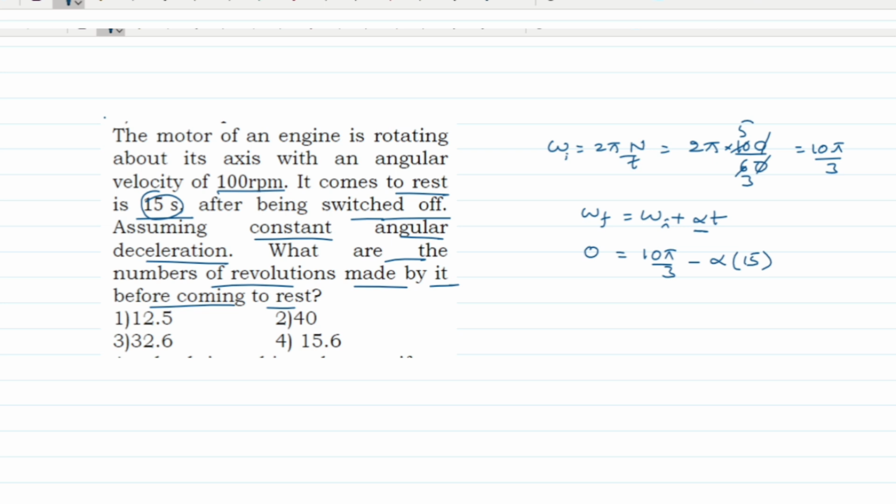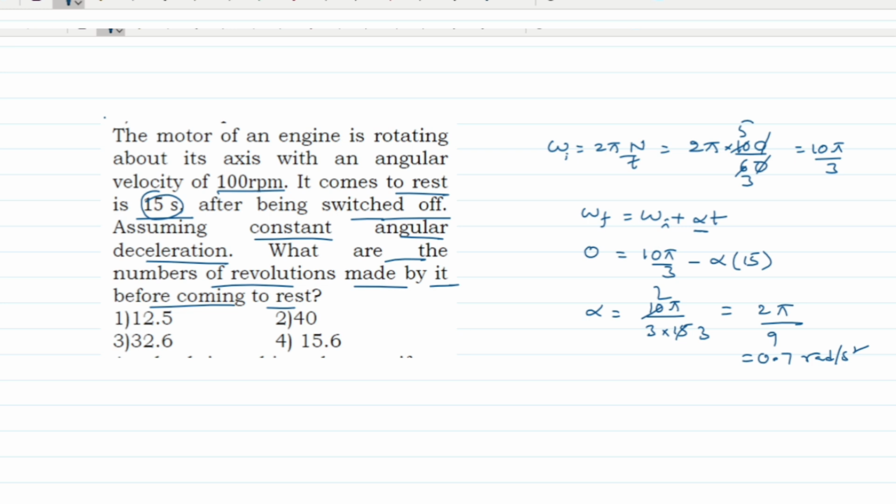So now we just calculate the angular acceleration, students. Alpha equals 10 pi by 3 into 15. Simplifying this, alpha into 15, you bring this here, then you calculate the alpha value. So 5 2s are 10, 5 3s are 15, so it is nothing but 2 pi by 3 into 3, which is 9, and this value approximately comes as 0.7 radian per second square.